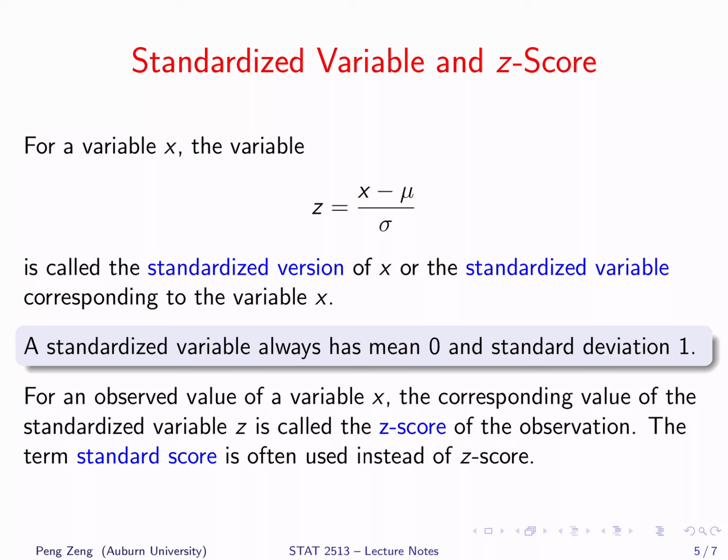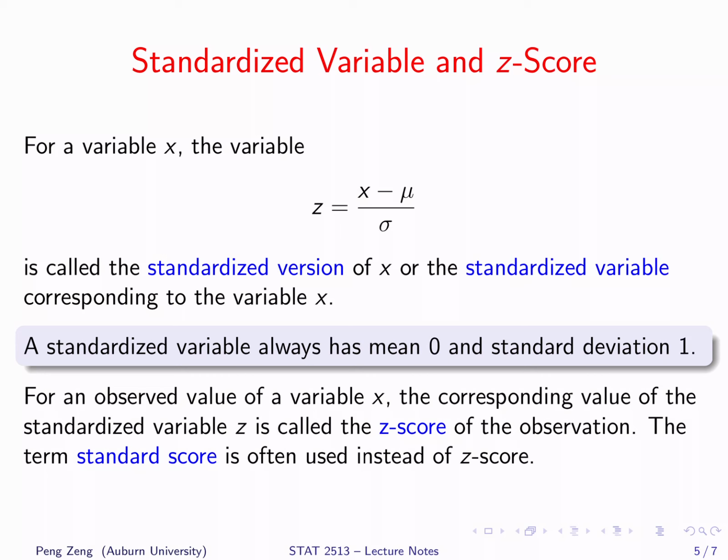We want to introduce another concept called standardized variable. For variable x, the standardized version of x or the standardized variable is calculated by subtracting the mean mu and then divided by the standard deviation sigma. After standardization, its mean is always 0 and its standard deviation becomes 1. In many applications, we may standardize data before analysis.